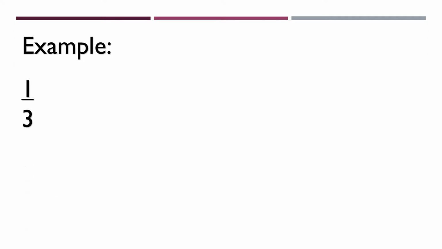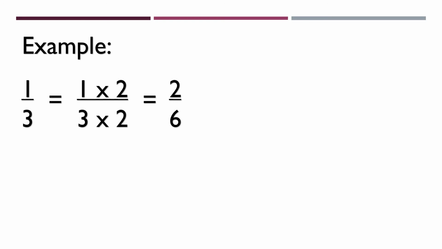Now, another example. Let's find the equivalent fractions of 1/3 by using the multiples of 3. We will multiply the denominator 3 by 2. Of course, we will multiply also the numerator by 2. Both numerator and denominator must be multiplied by the same number. So the answer is 1 times 2 is 2, 3 times 2 is 6. The fraction is 2/6. So 2/6 is an equivalent fraction of 1/3.